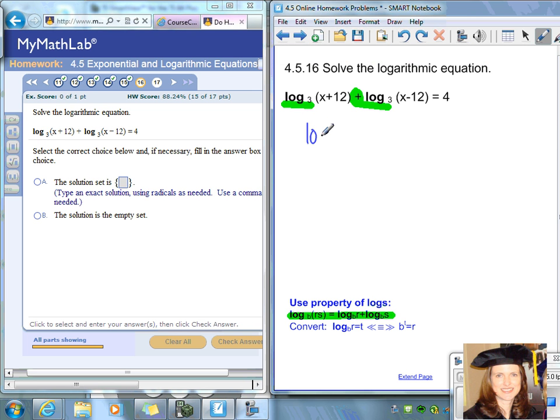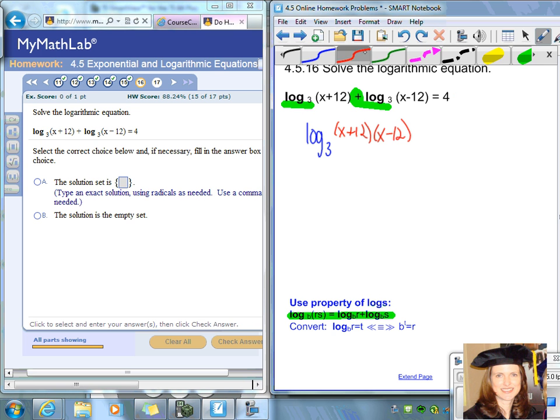So this is going to look like log base 3 of x plus 12 plus log base 3 of x minus 12. When we condense it, we're going to multiply the arguments together. So this is going to be x plus 12 times x minus 12. That's one big argument now, equals 4.